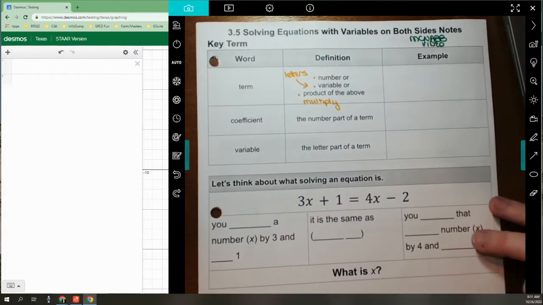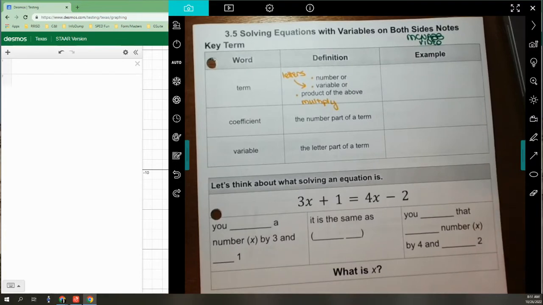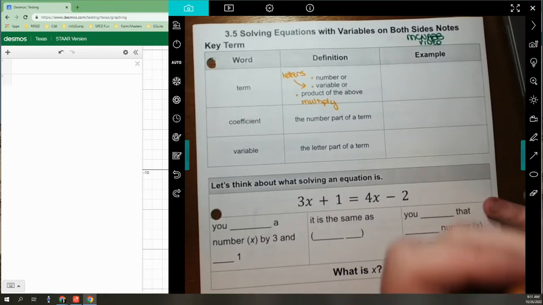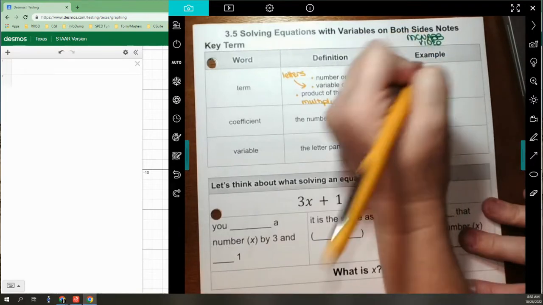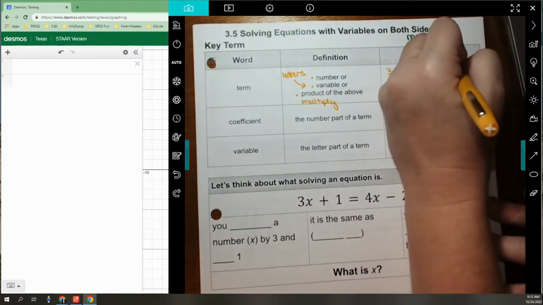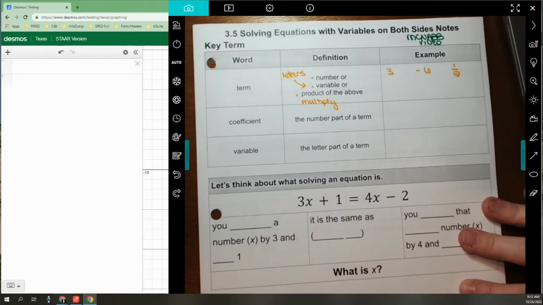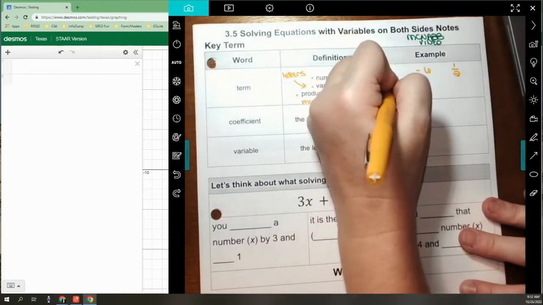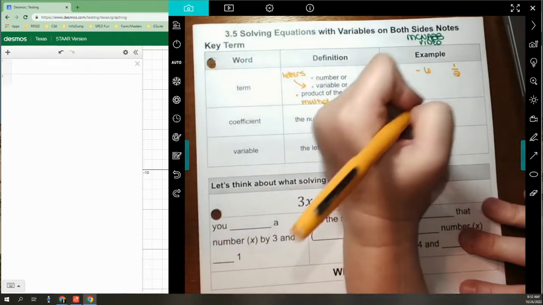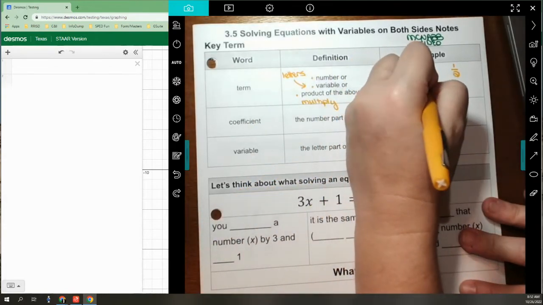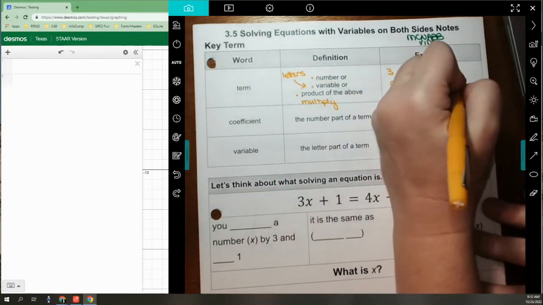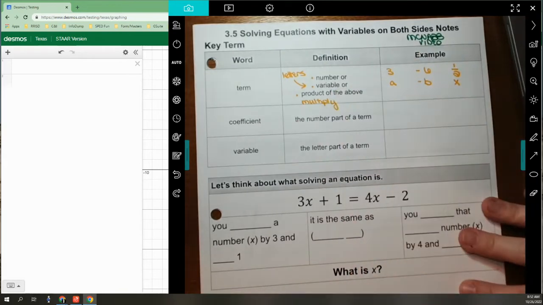So some examples of some terms. We could have 3, we could have -6, we could have 1/2. Remember, fractions are numbers too. If we wanted to have just plain variables, we could have a, we could have -b would also be a variable. Could have x. Any letter could be a variable.